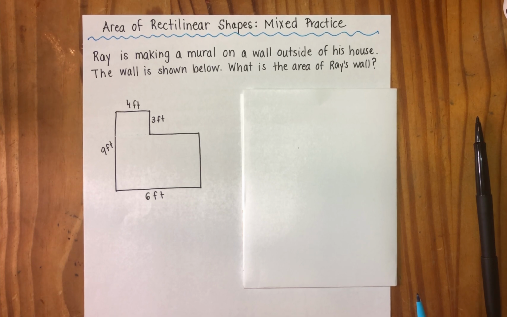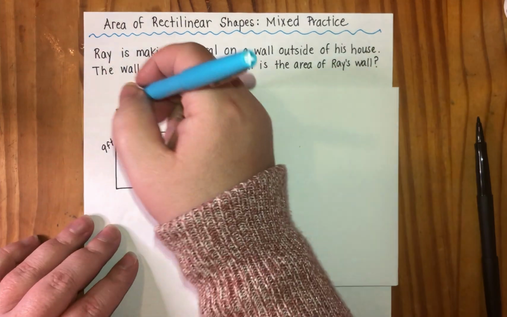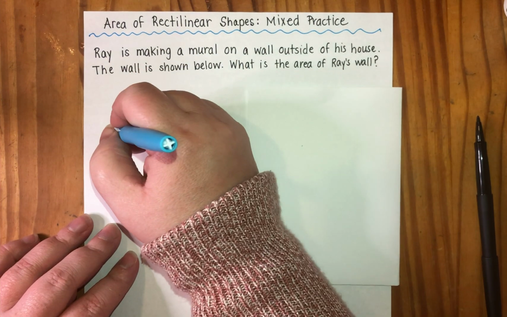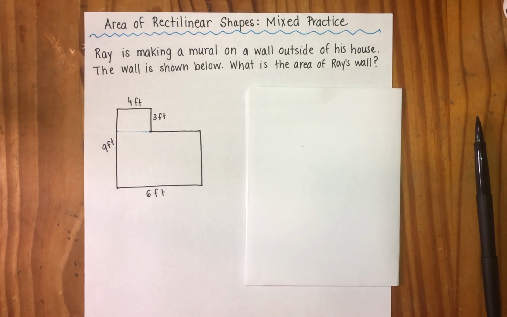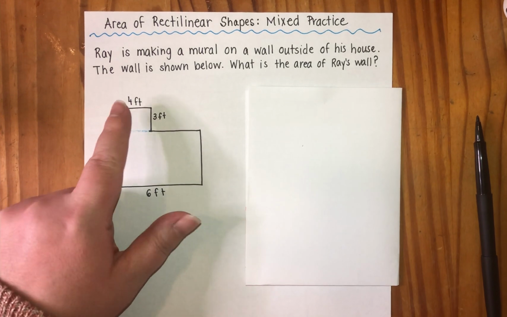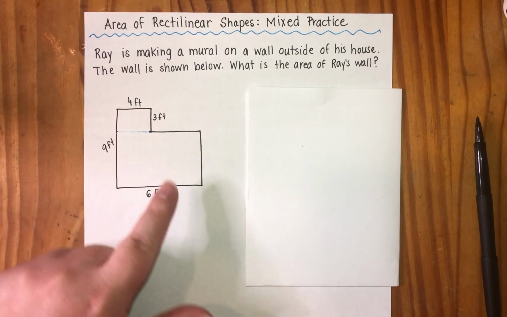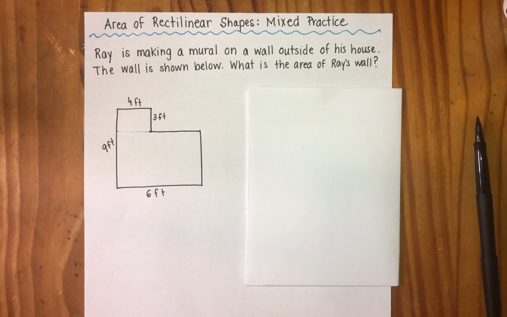I heard some scholars say that they first broke the shape into two smaller rectangles by drawing a line from the inside corner to the 9 feet side. I heard them mention that this allowed them to see the length and the width of the top rectangle, which are 4 feet and 3 feet. And for the bottom rectangle, we can see that the length is 6 feet. Great job. What can we do to find out the width of the bottom rectangle? Say it out loud.